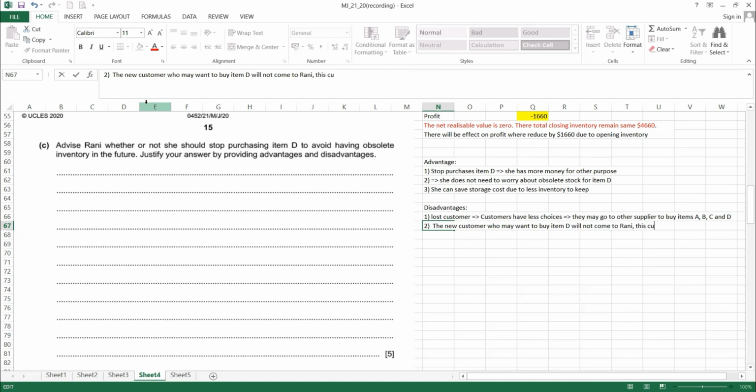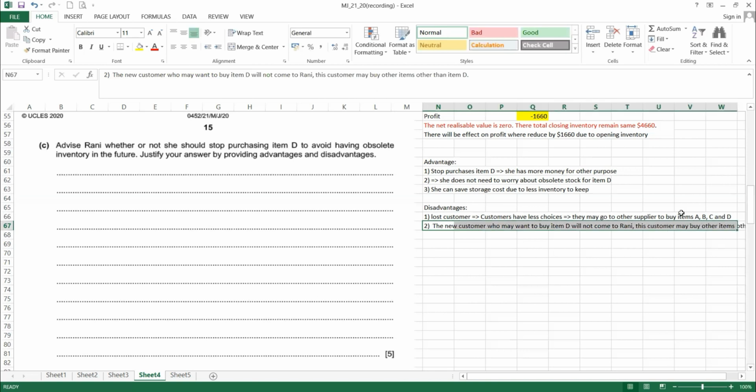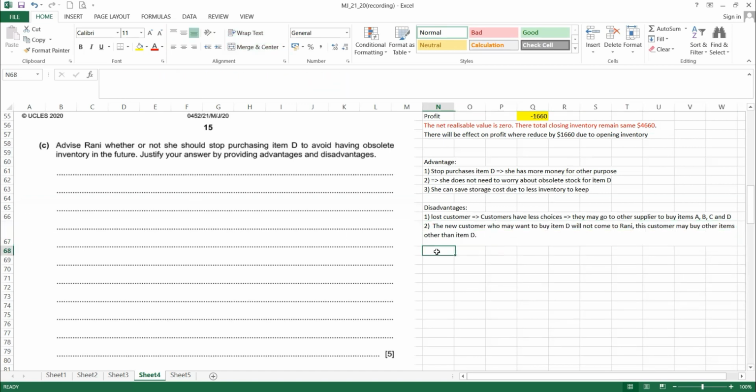This customer may buy other items other than item D. So you totally lost a new customer who was interested in buying item D in the first place. Because you didn't get the chance to get them to come to your shop, you have totally no chance. So now, come to the conclusion or the recommendation. What are you going to recommend?